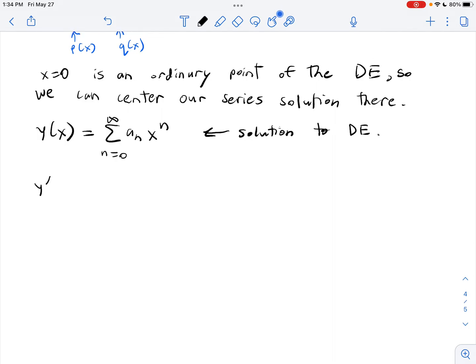So what would y prime of x equal? So remember, we bring the n down, and then we have an x to the n minus 1, right? Now, of course, when you plug n equals 0 into here, you notice that you get 0 for your first term. So we can, without losing anything, start our index at 1 instead.